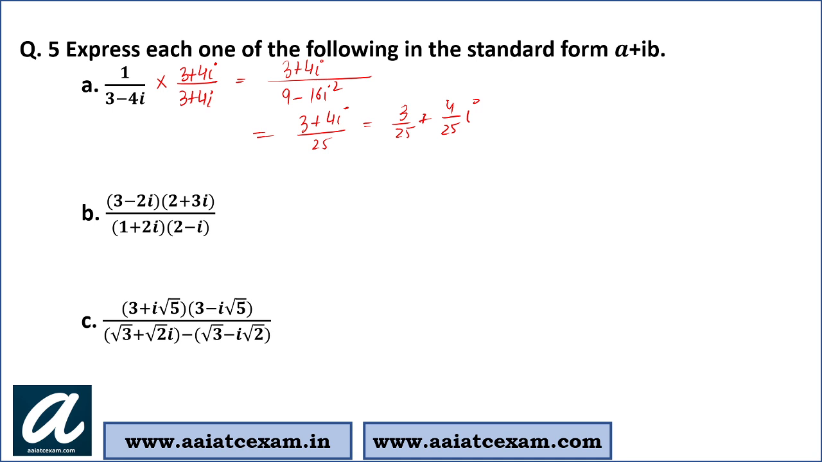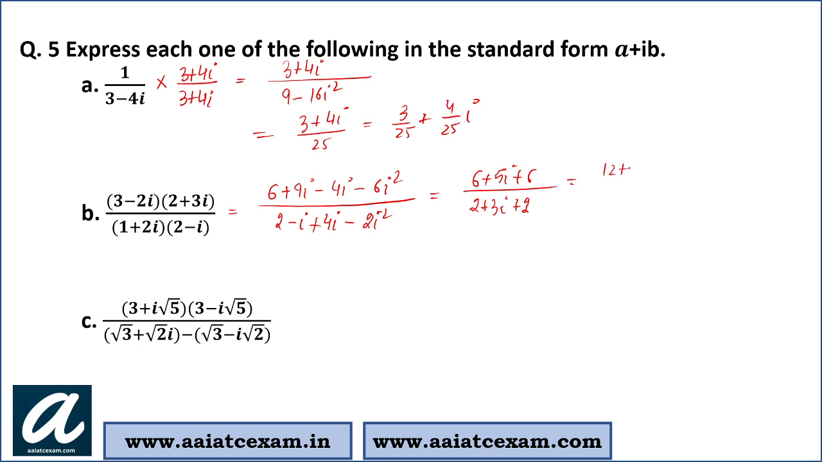Next question, B part. Just multiply it. 3 2s are 6 plus 3 3s are 9 iota minus 4 iota minus 6 iota square, by 2 minus iota plus 4 iota minus 2 iota square. So this is 6 plus 5 iota plus 6 by 2 plus 3 iota plus 2. So this is 12 plus 5 iota by 4 plus 3 iota.